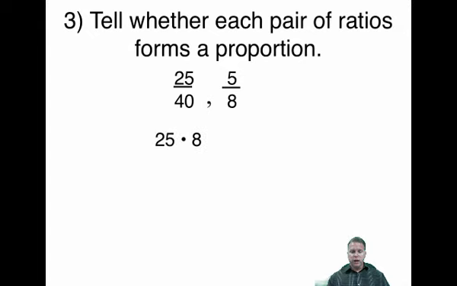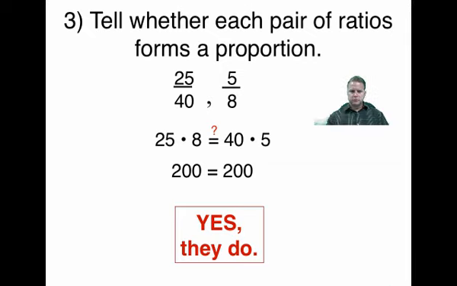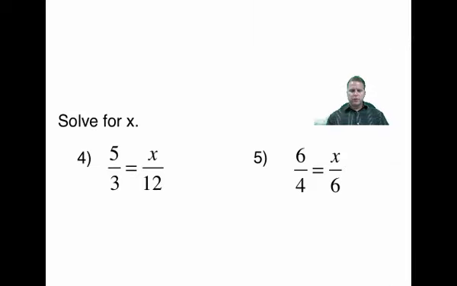So cross multiply, and 25 times 8 is 200, and 40 times 5 is 200. So yes, they do. So A over B equals C over D. Then if we cross multiply, AD is equal to BC.